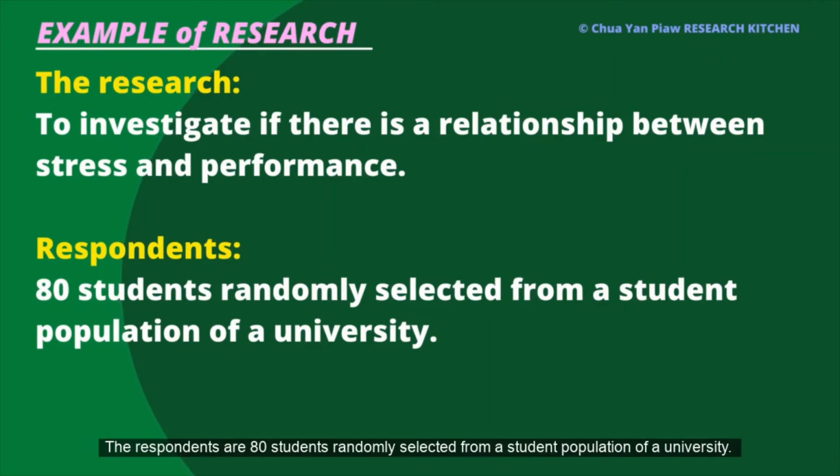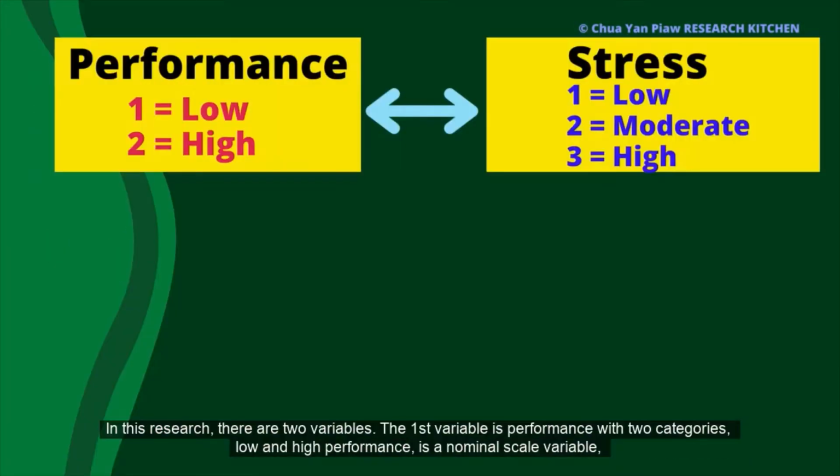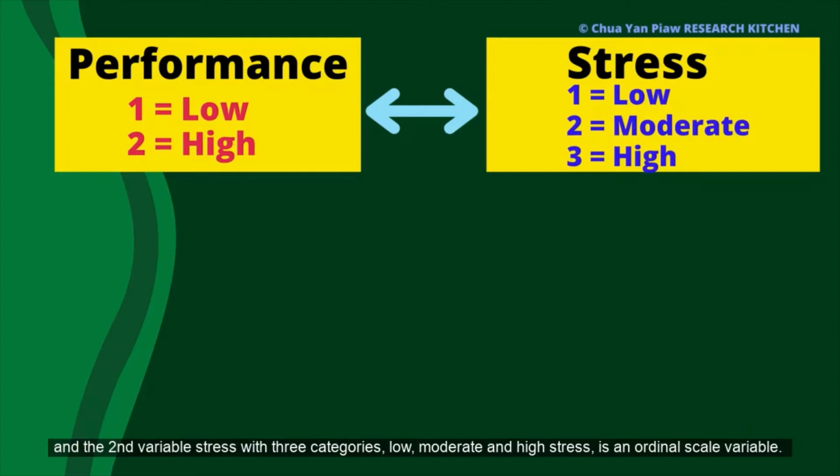The respondents are 80 students randomly selected from a student population of a university. In this research, there are two variables. The first variable is performance with two categories, low and high performance. It's a nominal scale variable. And the second variable, stress, with three categories, low, moderate, and high stress, is an ordinal scale variable.